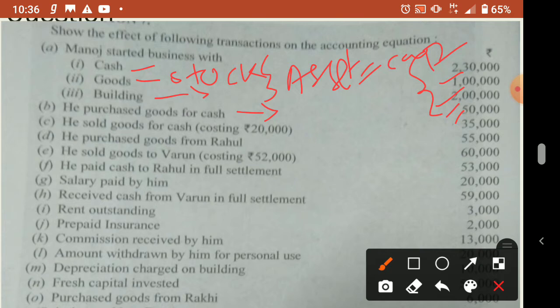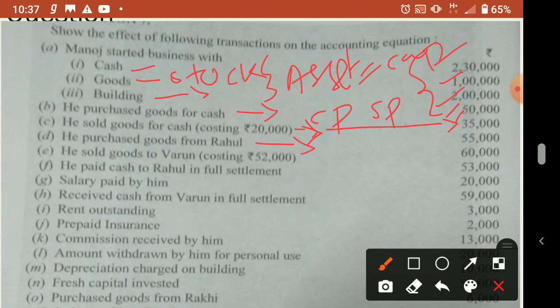He sold goods for cash costing 20,000. From the available goods he took 20,000 of stock and sold it for 35,000 rupees. So how much profit or loss? Cost price is 20,000, selling price is 35,000. Selling price is more than cost price, so it is profit. 15,000 profit.